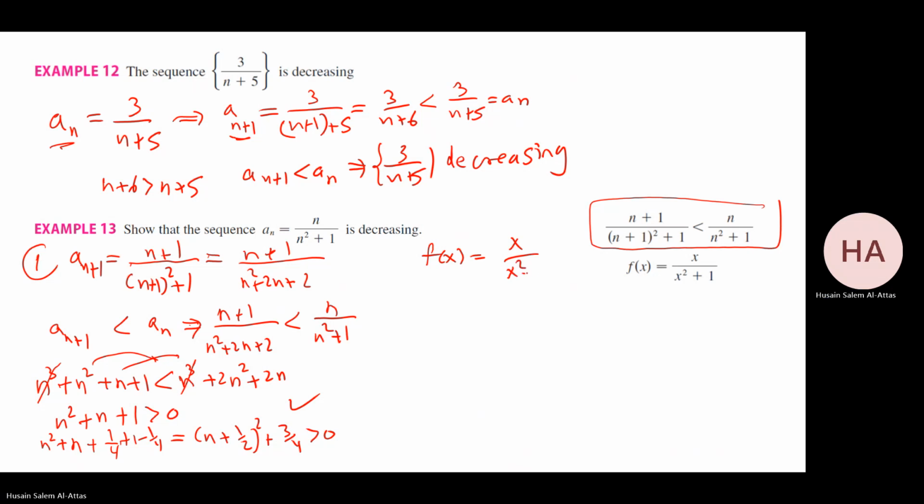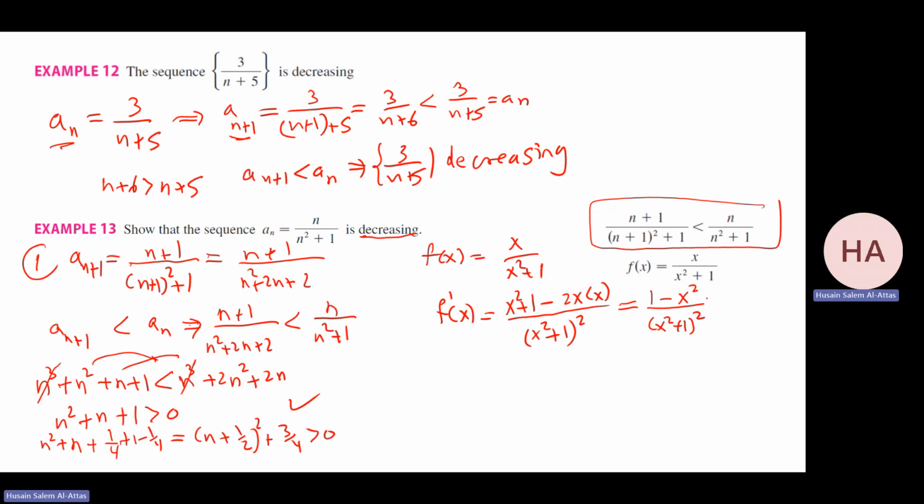If you do it this way, what is f prime? It will be (x squared plus 1 minus 2x times x) over (x squared plus 1) all squared. Am I right? Yes, the derivative of x is 1, times x squared plus 1, minus 2x times x. So you have (1 minus x squared) over (x squared plus 1) all squared. And this is actually going to prove it's decreasing. So this is less than or equal to 0 when 1 minus x squared is less than or equal to 0. This is minus 1 and this is 1.